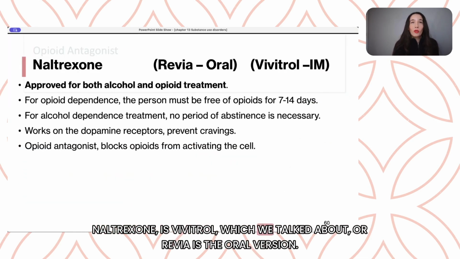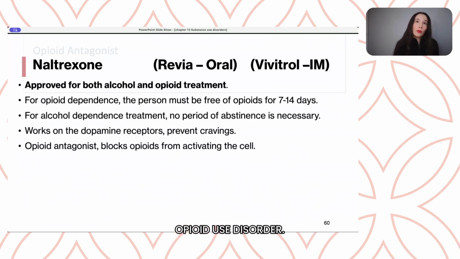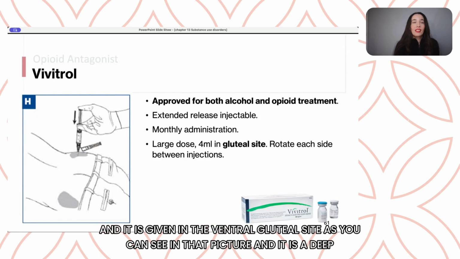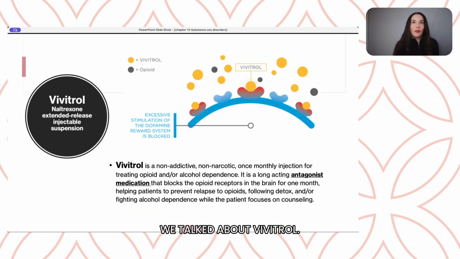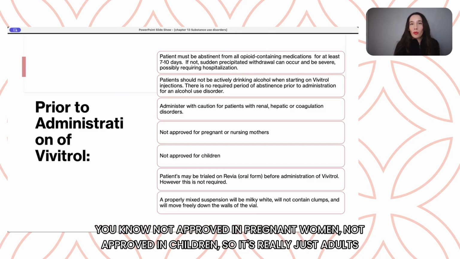Naltrexone, this is Vivitrol, which we talked about, or Revia is the oral version. And we already kind of talked about this for alcohol use disorder, but it is also used for opioid use disorder. We have to make sure people have not been using opioids for 7 to 14 days before giving this medication. And it is given in the ventral gluteal site, as you can see in that picture, and it is a deep intramuscular injection. We talked about Vivitrol. Prior to administering, you want to make sure that they're 7 to 10 days off of opioid medications. Not approved in pregnant women, not approved in children. So it's really just adults who aren't pregnant.